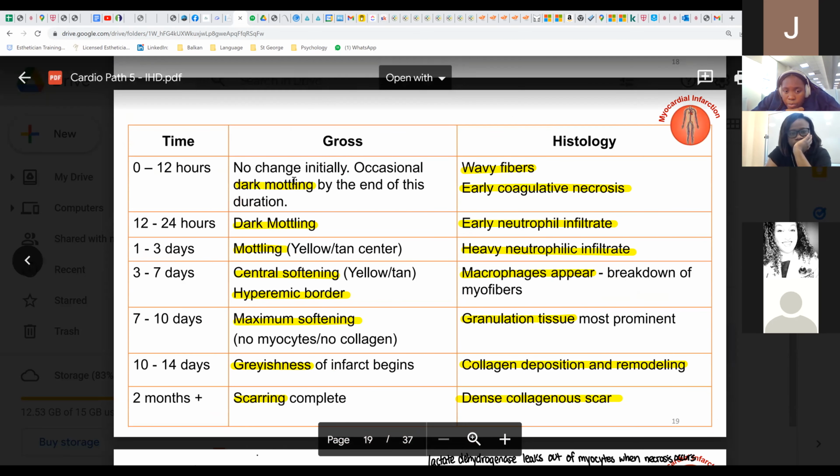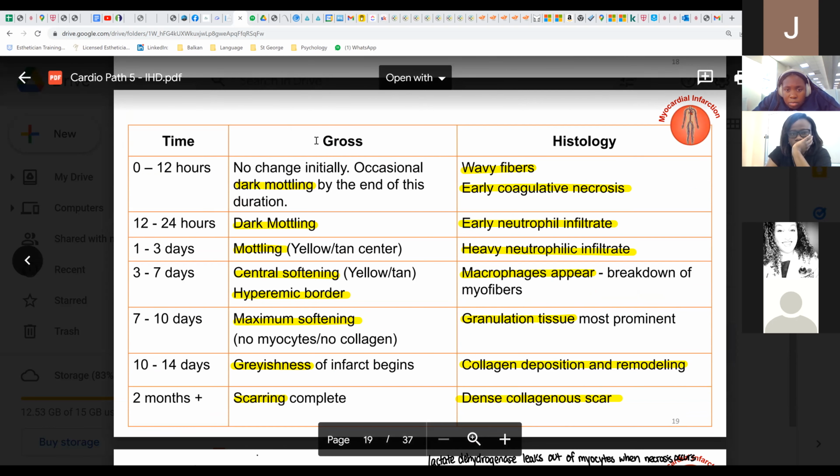So here, yes, perfect. Oh, so they do have the dark mottling. Nice. Oh, no, why is the chat getting bigger? Oh, I just want to put you to the side. Okay. So again, 0 to 12 hours, dark mottling. Gross just means macroscopically. So if they say macroscopically, right? Gross means macroscopic. Histology means microscopic.